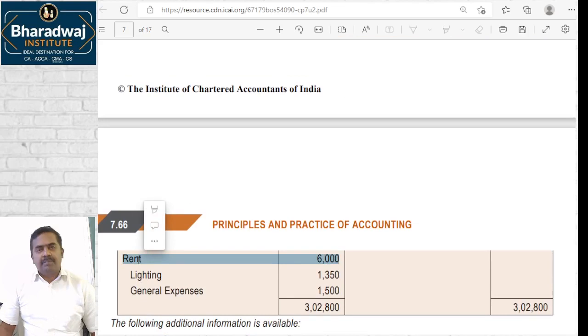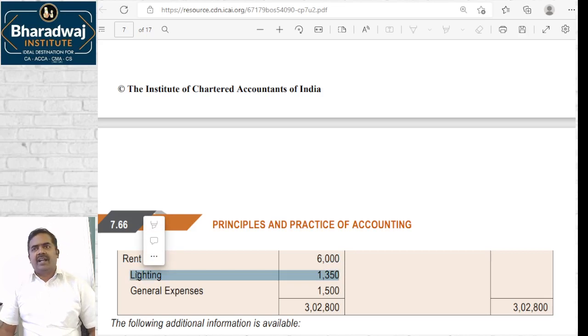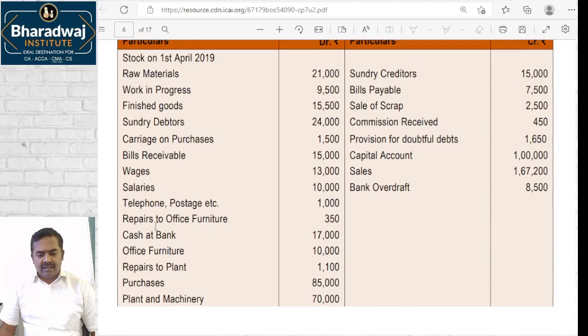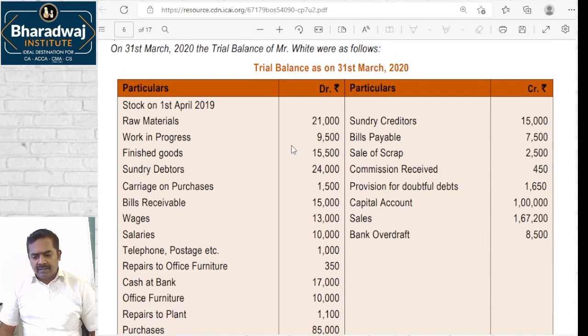Rent will come in P&L account. Only if it is given as rent of the factory will it come in the manufacturing account. Lighting, general lighting will come in which account? P&L account. General expenses, P&L account. Then, creditors will come in balance sheet.